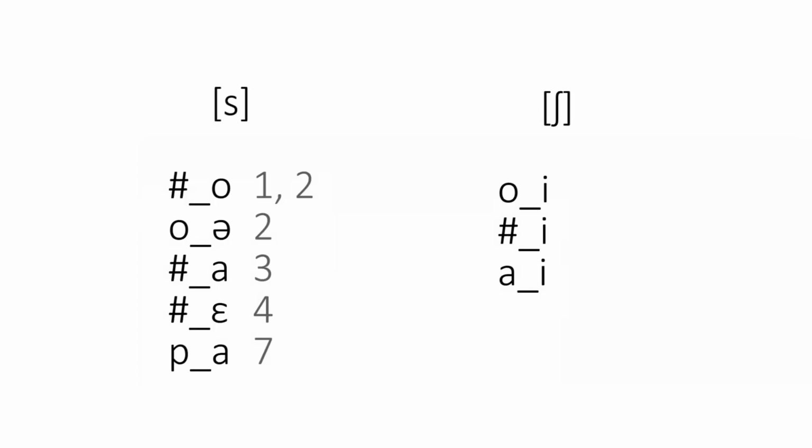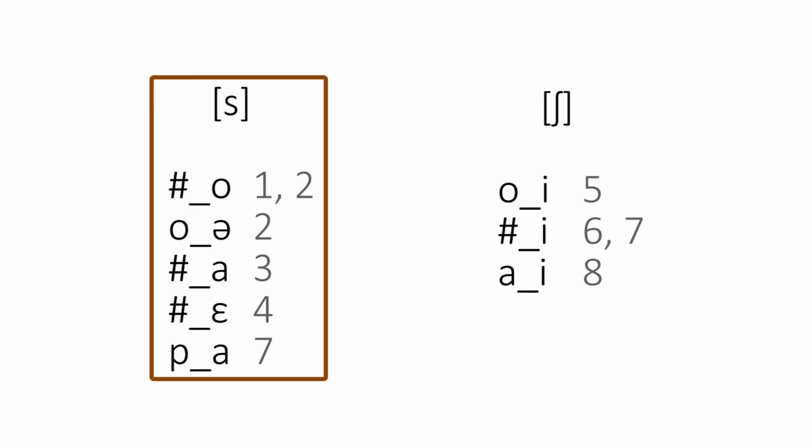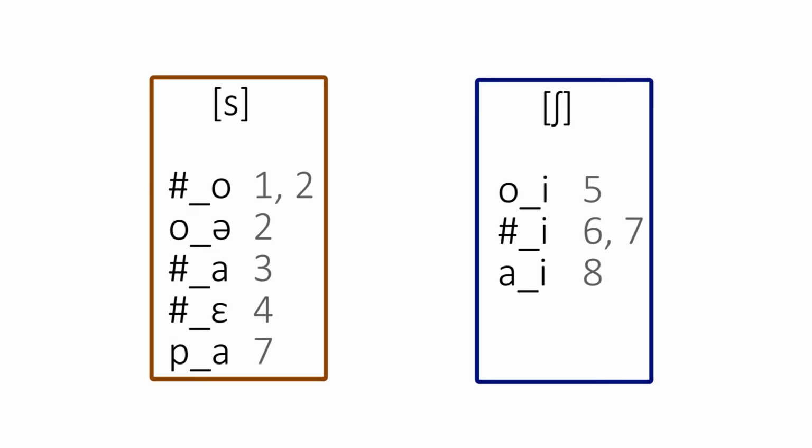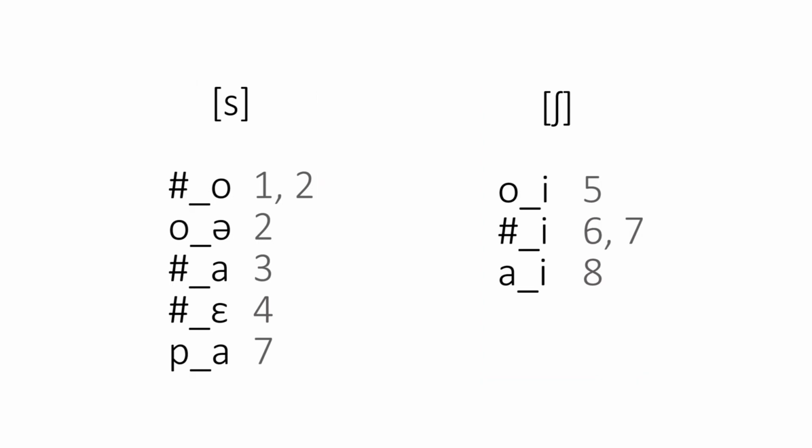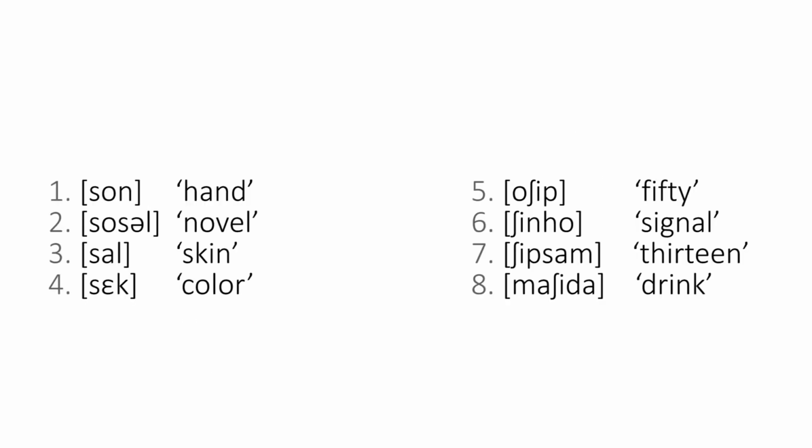So these environments, the environments for sa and the environments for sha, are systematic and predictable. Then the question is, how can you predict? To make something predictable means there is a rule. So here I have listed the sounds, conveniently listed with the proper word number.